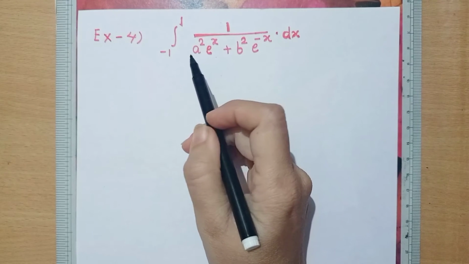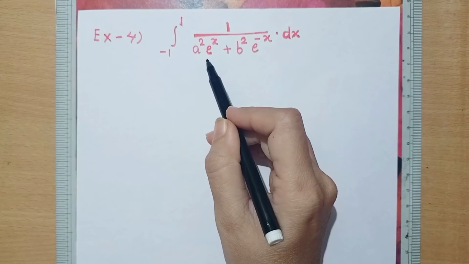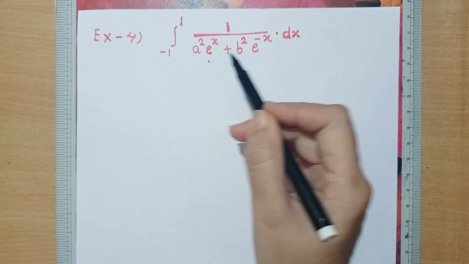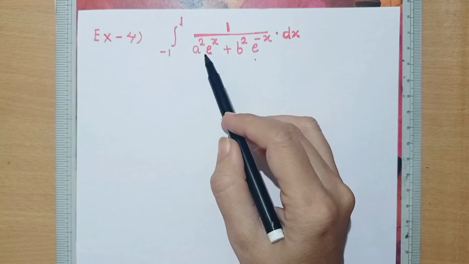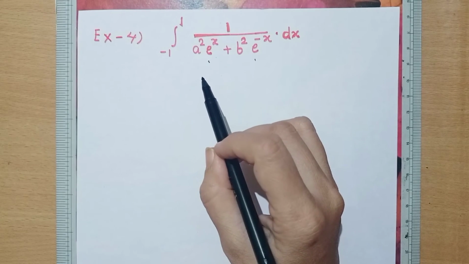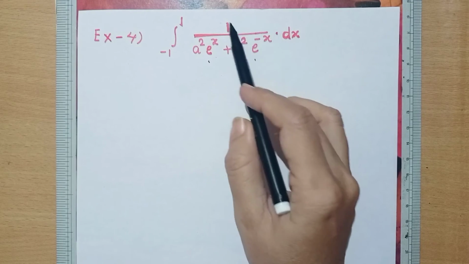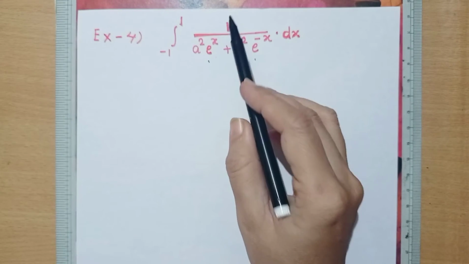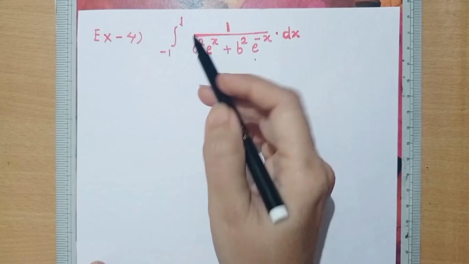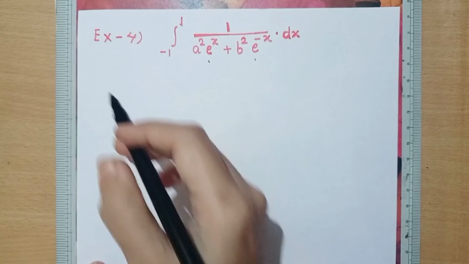This is our fourth example and check the integrand. Here in the denominator we can observe e raised to x term and e raised to minus x also. If we substitute e raised to x equal to t, then its derivative e raised to x dx must be present in the numerator, which is absent here. So first we will multiply numerator and denominator by e raised to x.